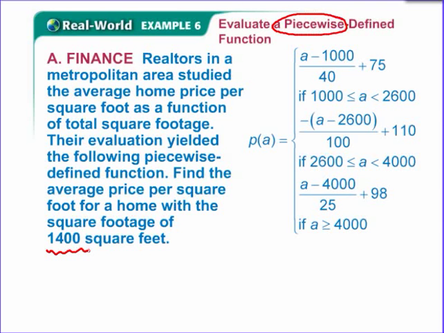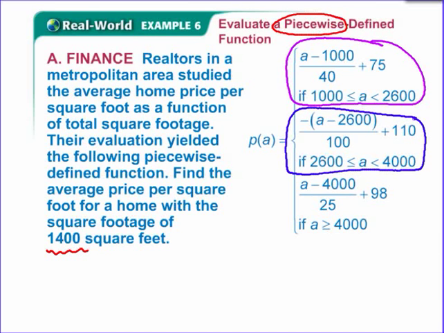So if you notice here, I've got 3 separate functions. I've got this one right here, which says if A, the square footage is between 1,000 and 2,600, I'm going to use this function. I've got B, what square footage will this be? 2,600 to 4,000. And then I've got this one down here. What is this one for? What size is this for? Bigger than 4,000. So which of the 3, the purple, the blue, or the pink, will I use here?